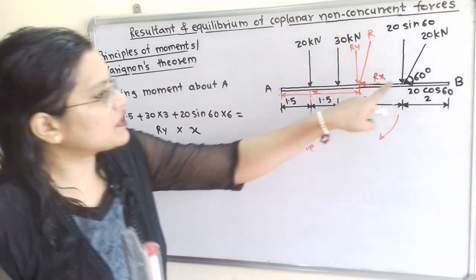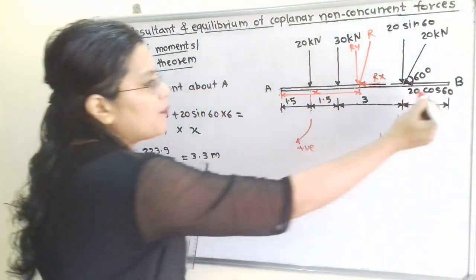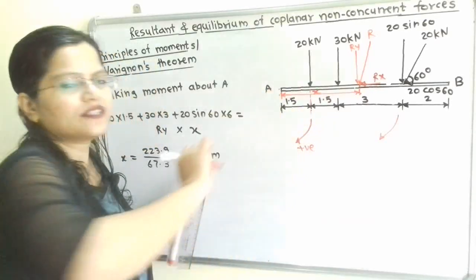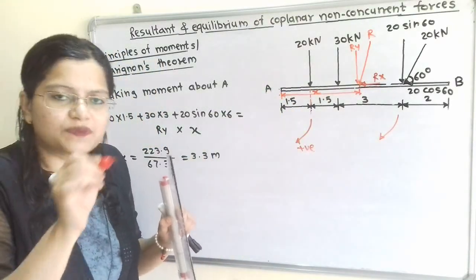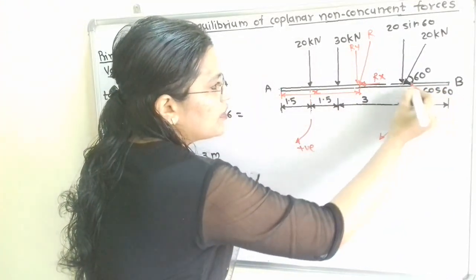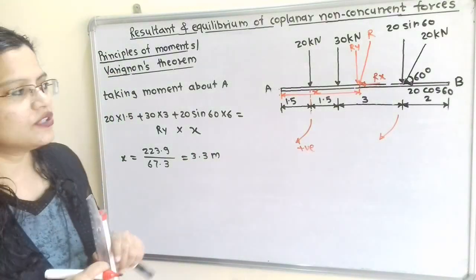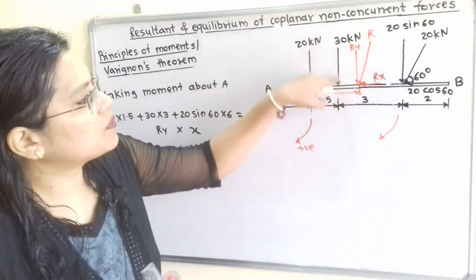Now if we observe, here is the horizontal component. If we extend this horizontal component, then it is passing through the point A. So there is no perpendicular distance, and this perpendicular distance is 0. So if we take the moment of this horizontal component, then it will become 0. So we have to take is equal to the moment of this resultant.